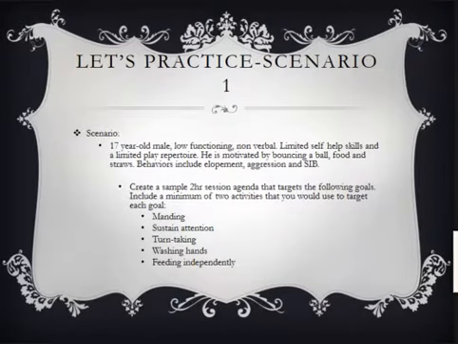So scenario 1. So it's a 17-year-old male, low functioning, nonverbal. He has limited self-help skills and a limited play repertoire. He's motivated by bouncing a ball, food, and straws. Behaviors include elopement, aggression, and SIVs. So what you're going to do as a group is create a sample 2-hour session agenda, like the sample that we had shown you earlier, that targets the following goals, and also include a minimum of 2 activities that you would use to target each goal. So you're going to work on manding, sustaining attention, turn taking, washing hands, and feeding independently.